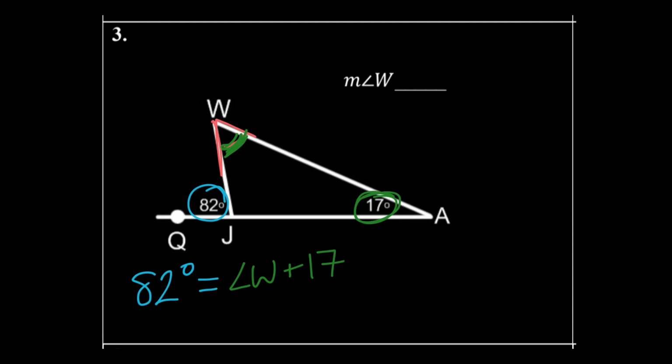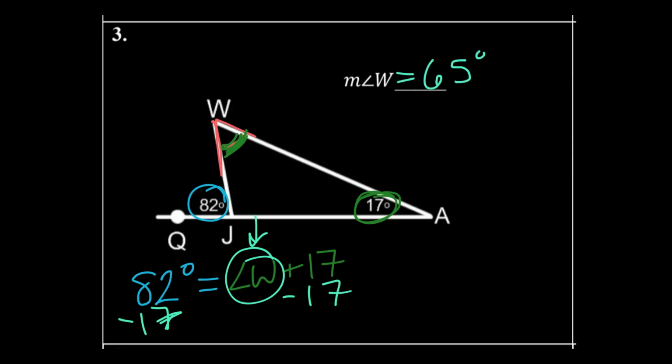And so now it's just like what we were doing before, but this time my variable is right here. So I have an extra step this time. The only difference is that now I have to subtract 17 from both sides. I have to take an extra step just to get angle W by itself. So as soon as I do that, I find that the measure of angle W is 65 degrees. If I go back and check that, 65 plus 17 gets me back to 82.